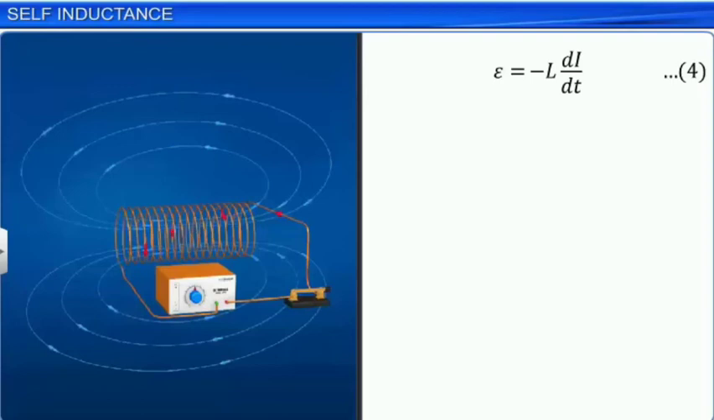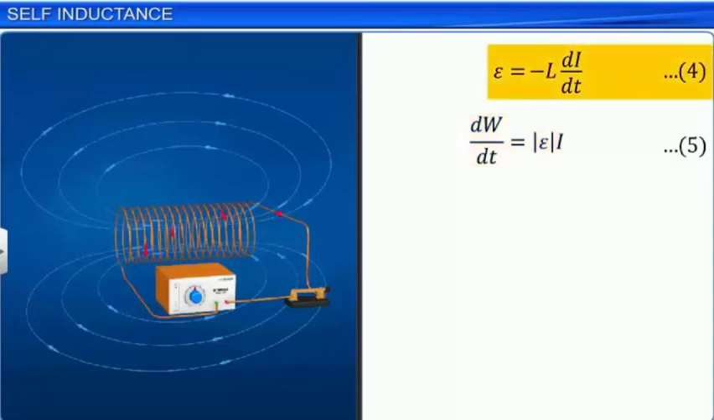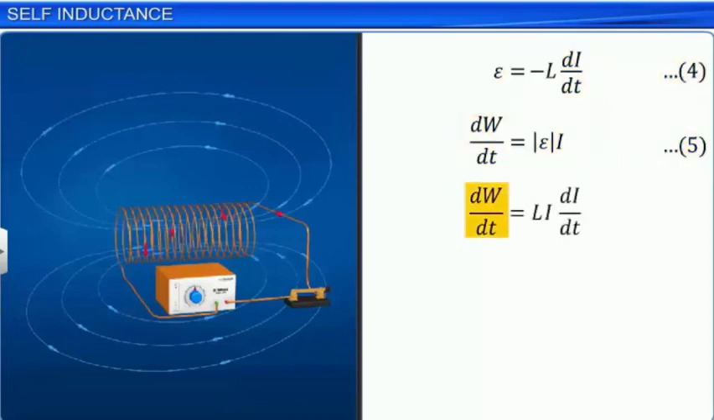For a current I, at an instant in a circuit, the rate of work done dW by dt is equal to modulus of E times I. Let this be equation 5. On substituting the magnitude of E from equation 4 in equation 5 and simplifying, we get dW by dt is equal to L I dI by dt. Let this be equation 6.